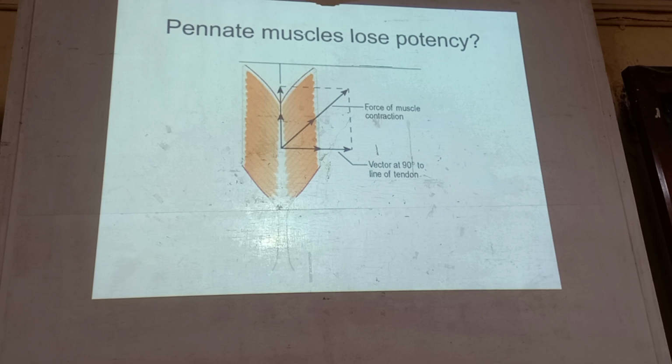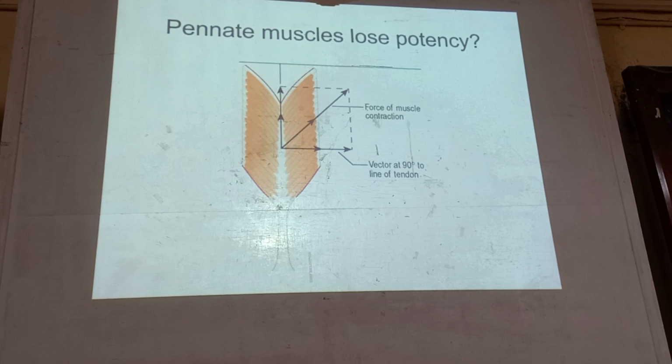Does the pinnate muscle lose its potency? Muscle pull is oblique. The muscle fasciculi are at a different angle. So doesn't it lose its potency? The line of muscle pull is shown by the arrow pointing upwards towards the right, which is resolved into two vector components, one in the direction of tendon pull, one at right angles to it. So you will expect that part of the power is lost in pulling the tendon sideways.